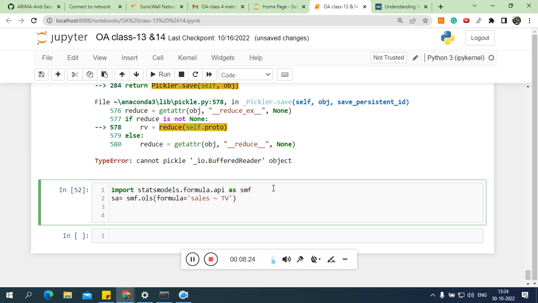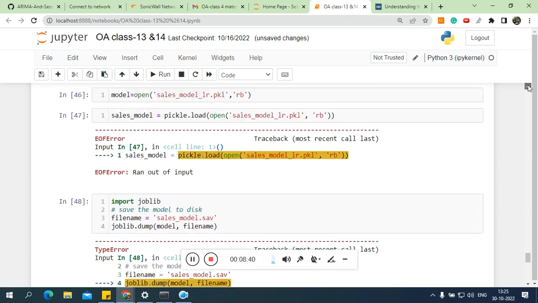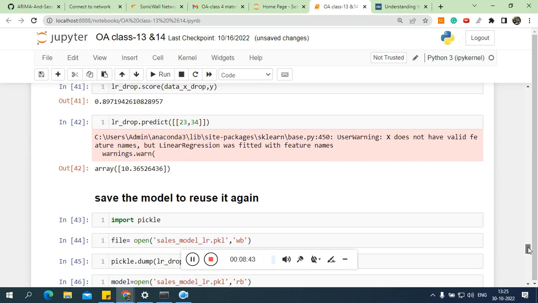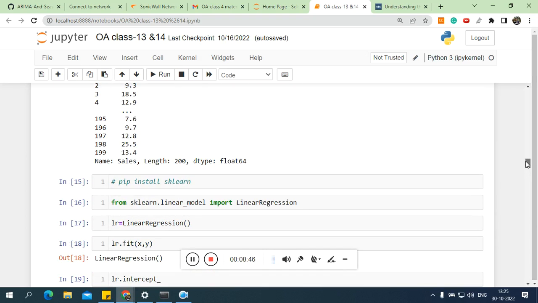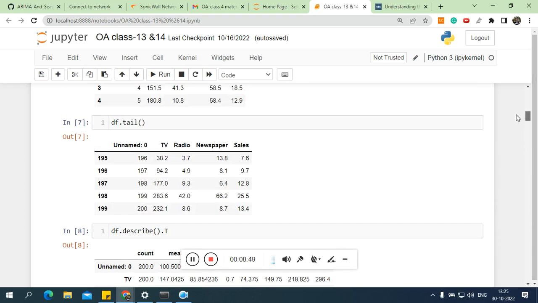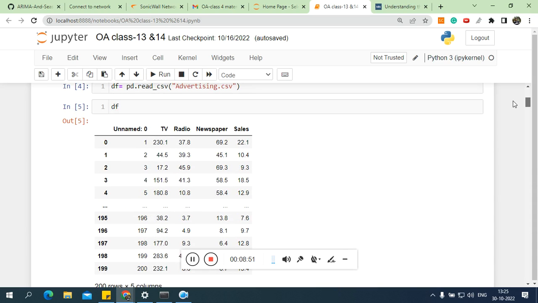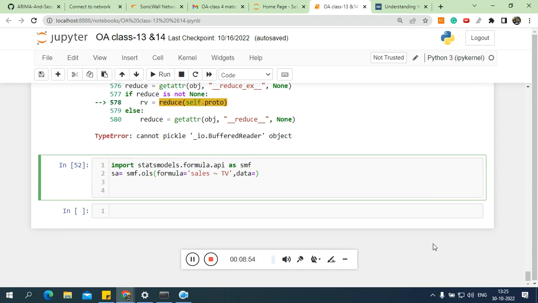Now next, you need to pass the data. So what is the data in our case? Data is equal to our entire data, that is DF. Now I pass the data, and then I write fit to understand the model between these two.